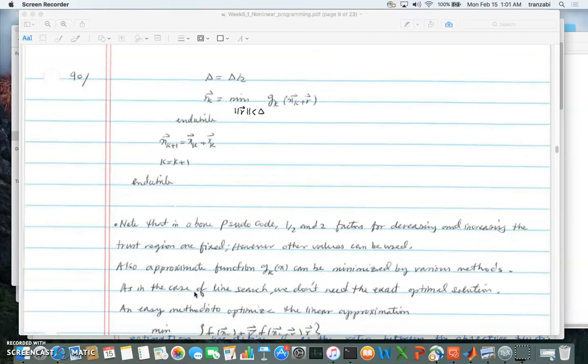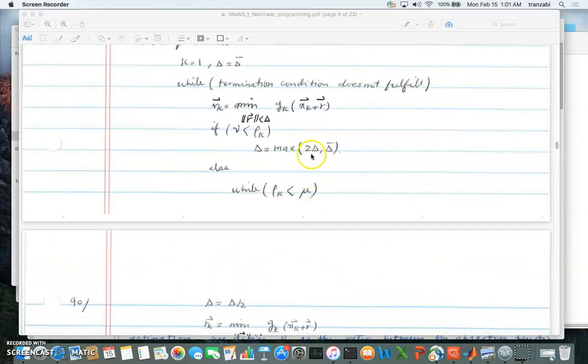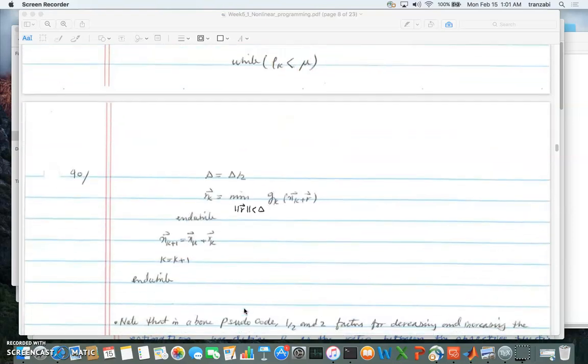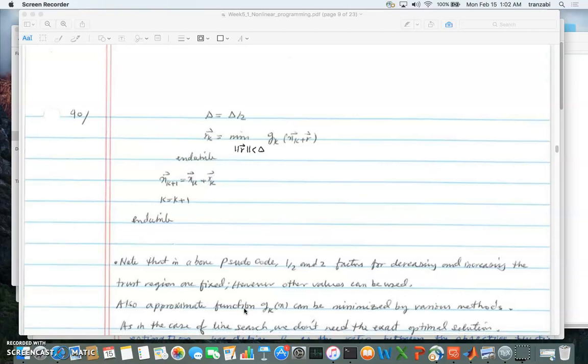So there's one question here, and that is these numbers that we talked about, 1/2, like halving the step size or doubling the step size. These coefficients, 2 and 1/2, are user-defined. These are not really part of the method. The user can actually define these even before starting the minimization.